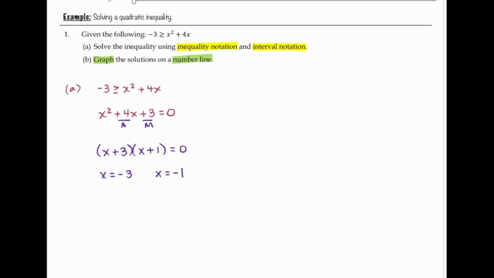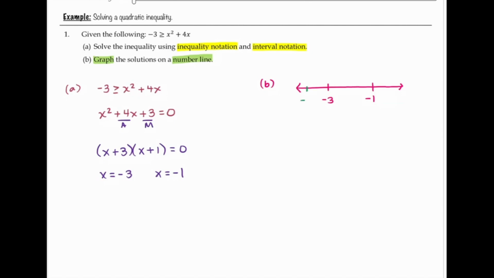Now, our original problem is an inequality, not an equation. So here is where things slightly change. I am actually going to skip over to B, the graphing portion of this. So this is my interval testing. I am going to place the x solutions on my number line in order. We have x is -3 and x is -1. Let's place them there.